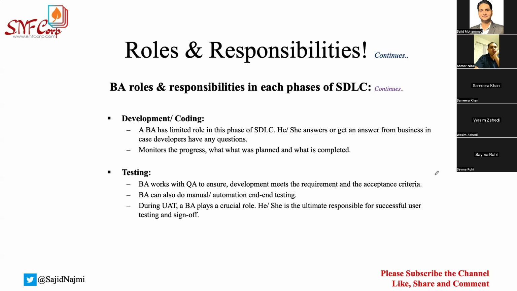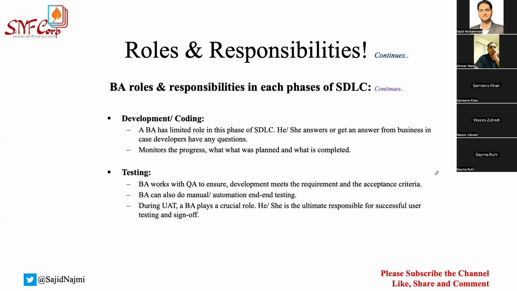Then testing. During testing, what happens? Testing has three different phases. The first is unit testing, where the developer tests what they have developed. So you don't have to do anything with that phase. Once the unit testing is done and things have moved to the QA folks, the QA team will be testing. Then again, you will be playing a very key role.